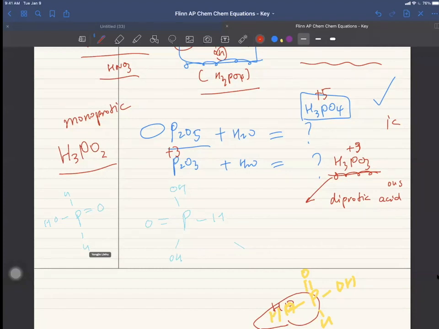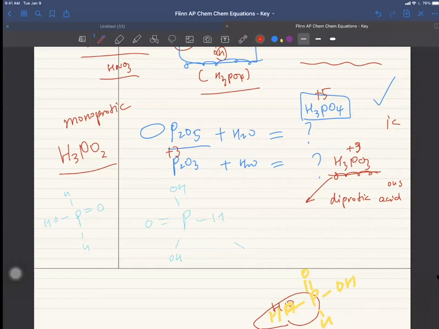Oh, Yang Jie, so fast. Do you agree? Two hydrogens are connected to the central phosphorus. Only one hydrogen is connected to the oxygen, right? Make sense?